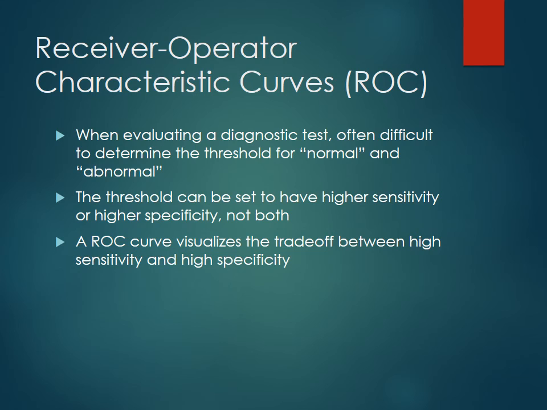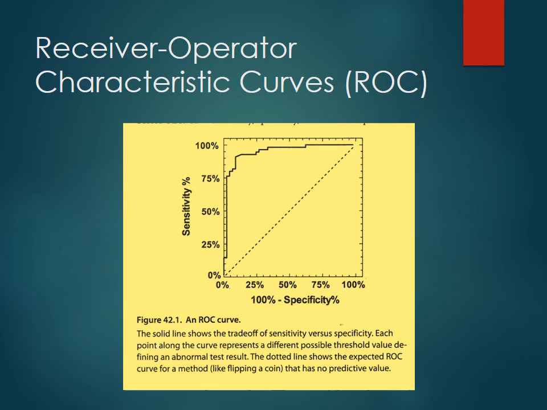And so these curves, these receiver operator characteristic curves, are very useful for showing us this. Your threshold can be set to have high sensitivity or high specificity, but very infrequently can you really have both. And so you can see these curves show a trade-off between the two, and I'll show you what these look like in just a second.